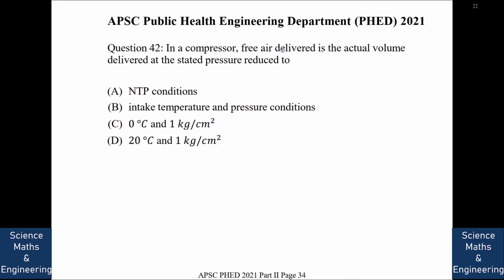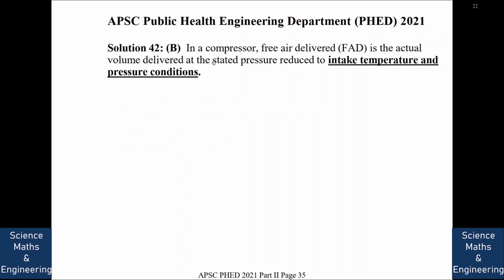In a compressor, free air delivered is the actual volume delivered at the stated pressure reduced to. So in a compressor, free air delivered, what is it? It is the actual volume delivered at the stated pressure reduced to intake temperature and pressure condition. So free air delivered means whatever the inlet temperature and pressure conditions were, at that temperature and pressure, whatever was the volume of the air, that volume is called the free air delivered.